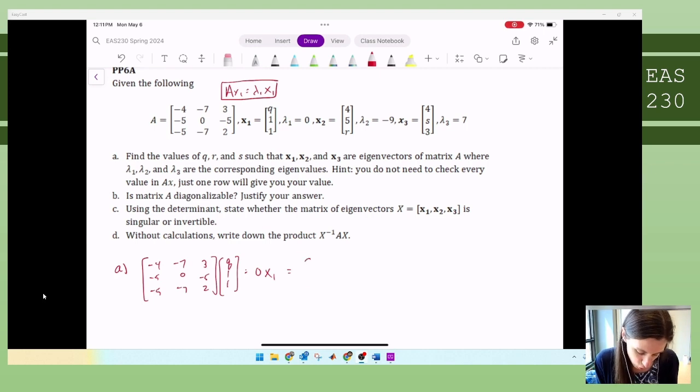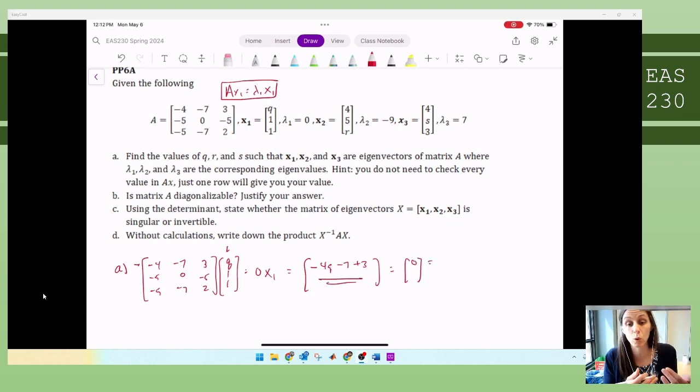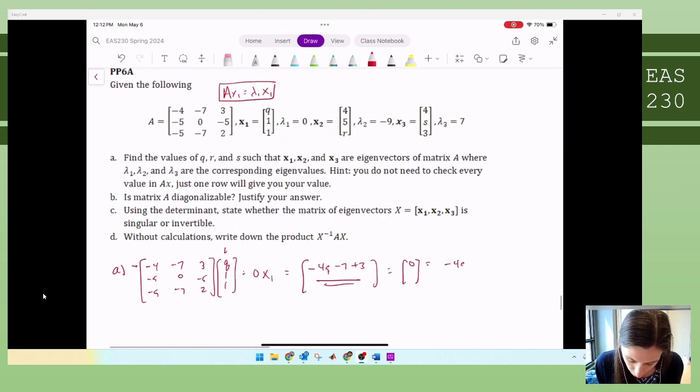So if I go ahead and do this matrix multiplication, column 1, row 1, I should get negative 4q minus 7 plus 3, and that should equal 0. So there's my system. I don't need to do it with these other two rows because it's 0 times every single value, so all of them should be 0. So that means negative 4q minus 4 equals 0, or q equals 1. No, q equals negative 1.